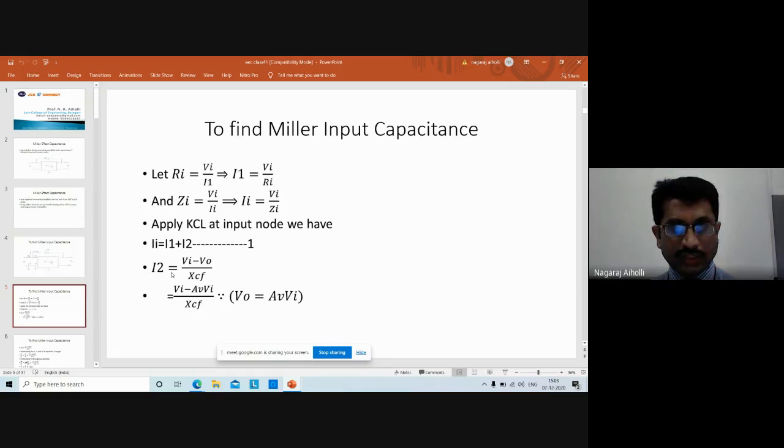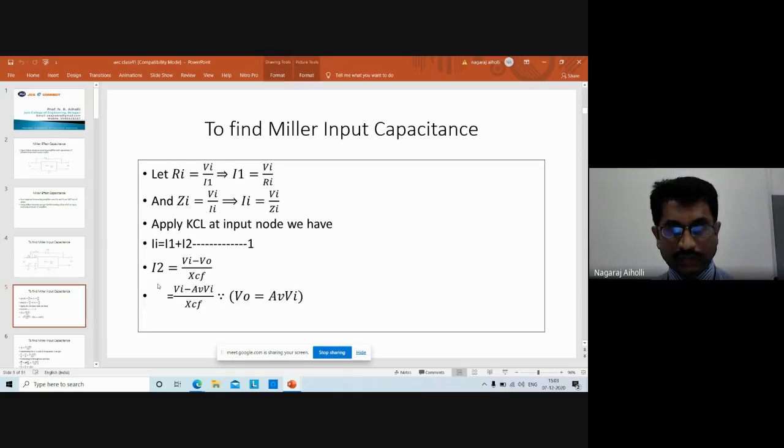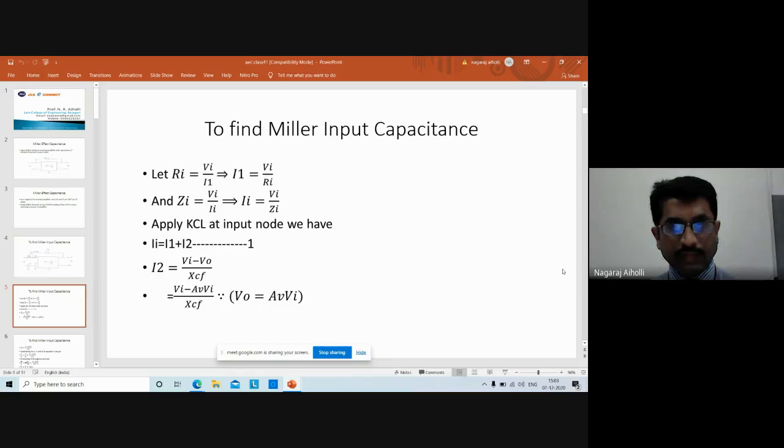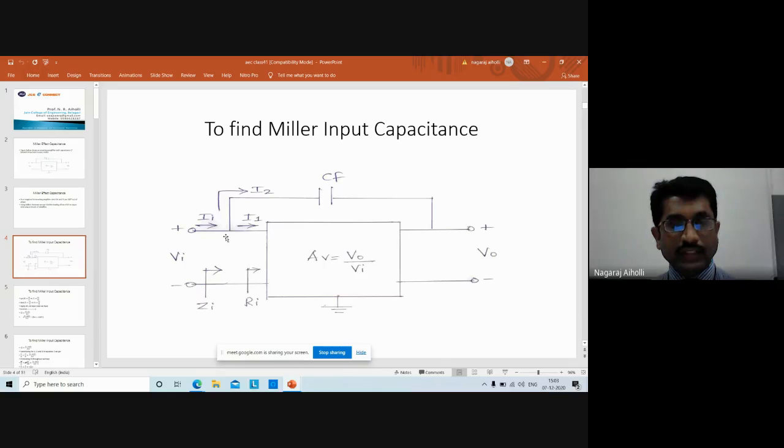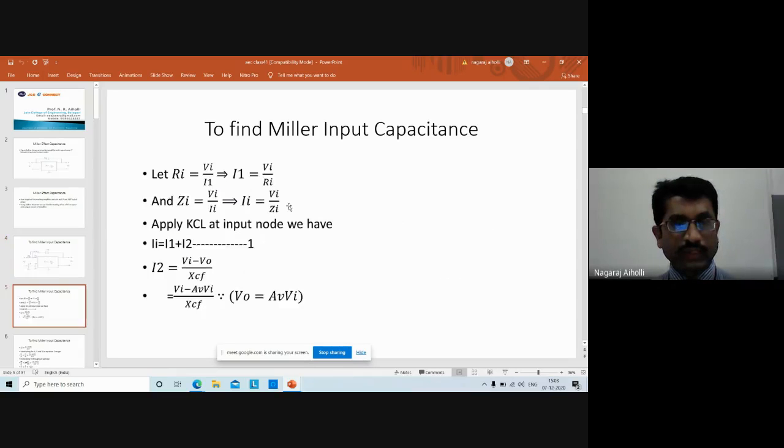Then what is I2? Let us find I2. Here the voltage is Vi, and at this node the voltage is V0. Therefore voltage divided by resistance gives the current according to Ohm's law. Therefore I2 will be equal to Vi minus V0 divided by XCF, where Vi minus V0 is the voltage and XCF is the reactance or the impedance. Therefore Vi minus V0 divided by XCF gives the current I2.